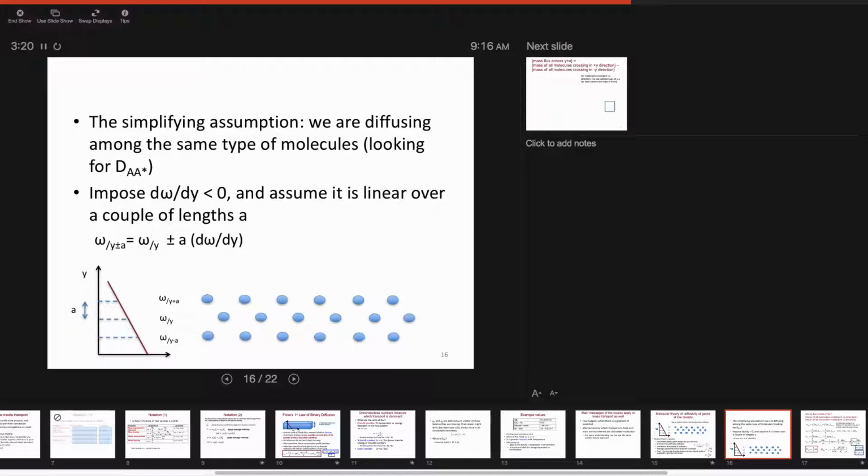And one thing that we are doing in this process, we're imposing a concentration gradient, okay? And I'm going to relate it to this mass fraction omega. So again, I'm going to assume a simple Taylor's formula for omega.